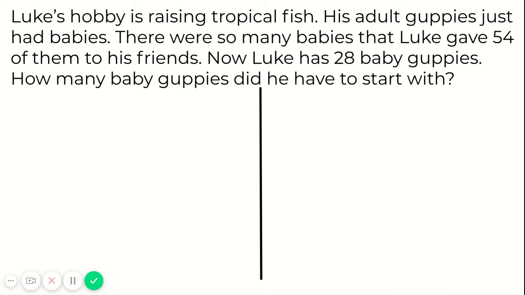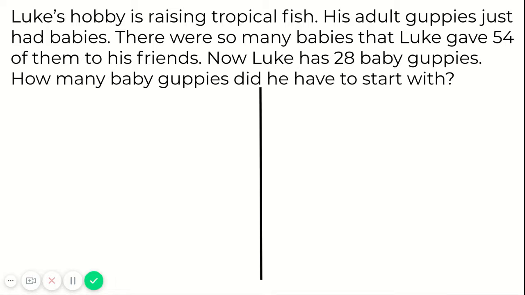So the first step is to read and make a picture in your mind. The picture I have in my mind is of this little boy who's got a big fish tank full of beautiful tropical fish. And I'm seeing a bunch of little baby guppies, and there's so many of them that he ends up having to give some to his friends. And I'm picturing him giving away those 54 little guppies in plastic bags with water in them, just kind of like how it looks in Finding Nemo. And then finally, the last picture in my mind is of Luke with less baby guppies in his tank.